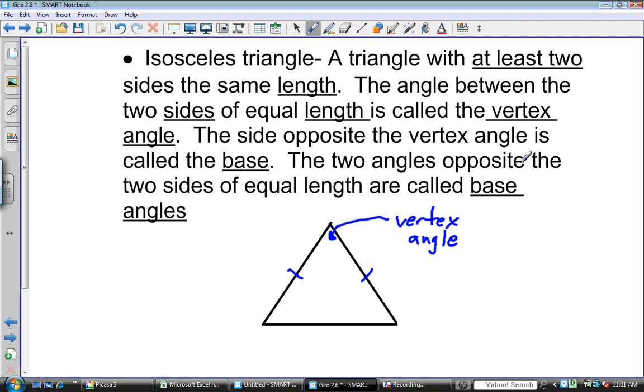The side opposite to the vertex angle is called the base. The two angles opposite of the two sides that are of equal length are called the base angles. So the base angles are here and here. There are two angles that are also connected to the base. So we have a vertex angle and two base angles.